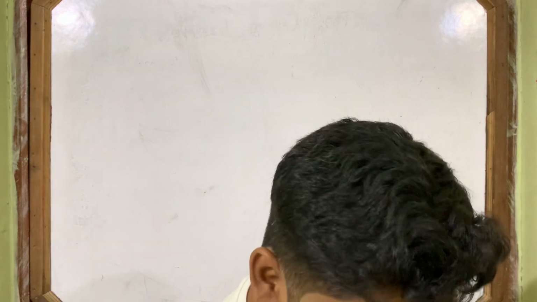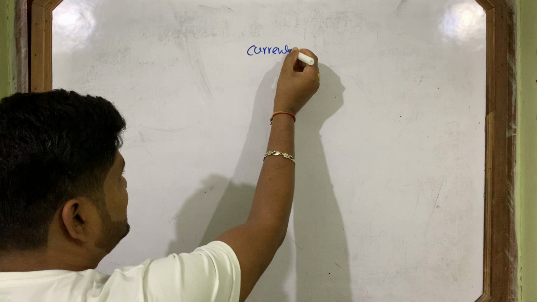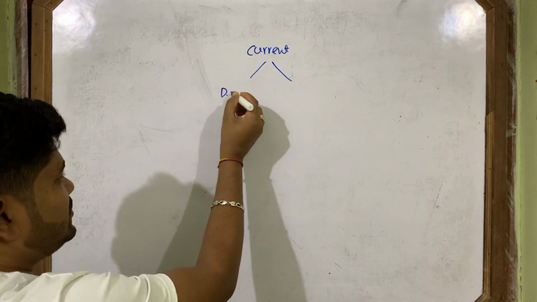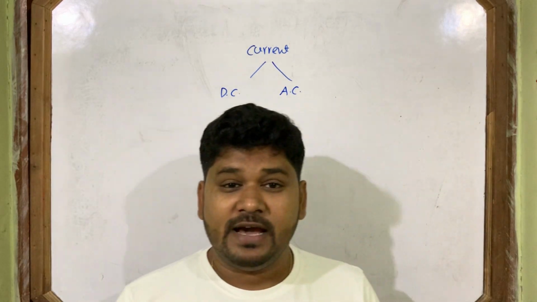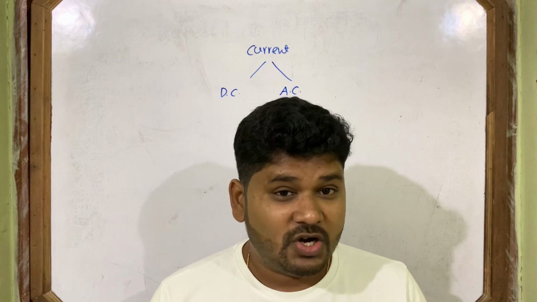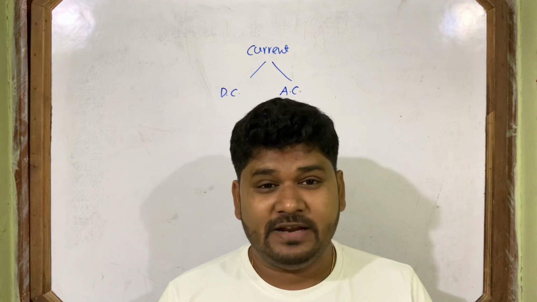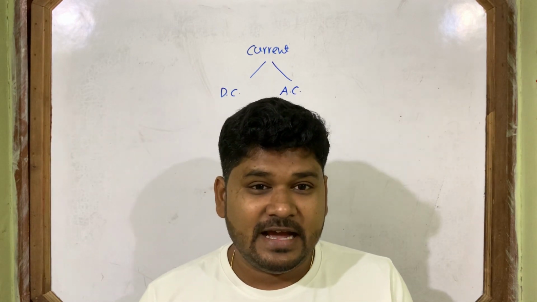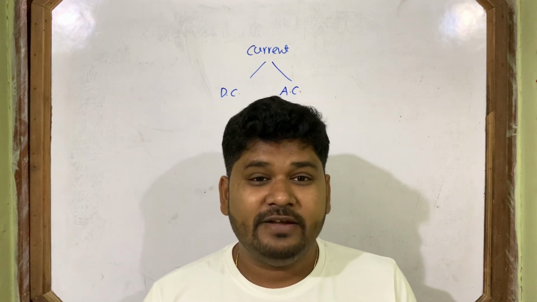This word current I think starts from chapter 3, current electricity. At that time I had told you that electric current is of two types. One is DC, one is AC. DC means direct current, AC means alternating current. So, what's the basic difference between DC and AC according to their definition?